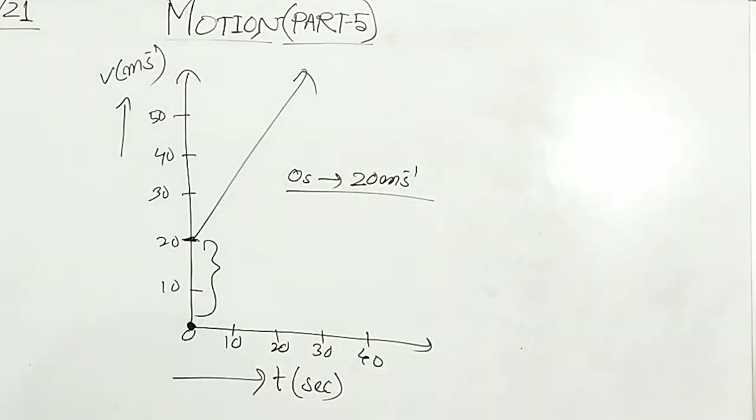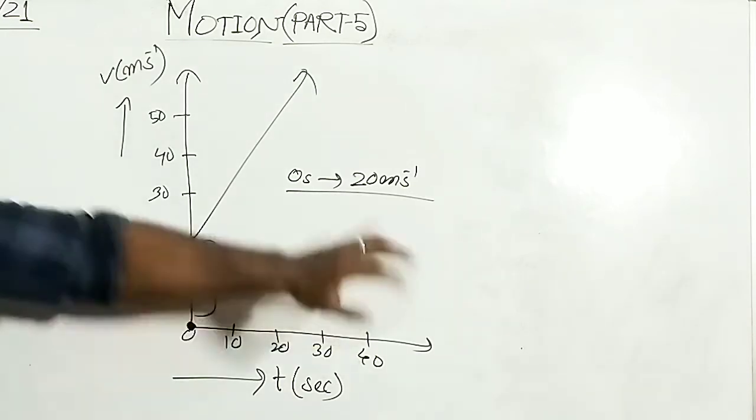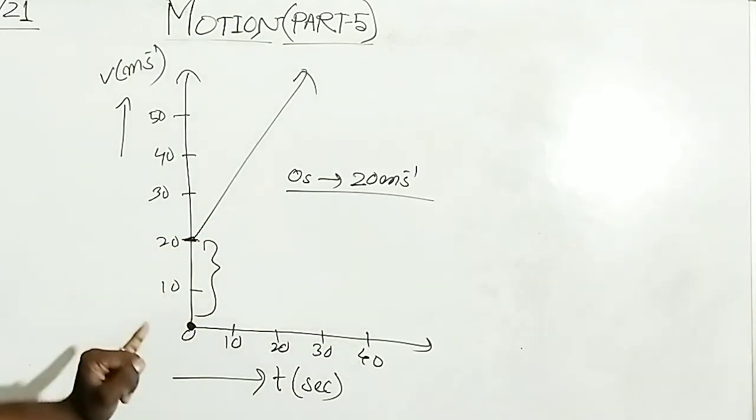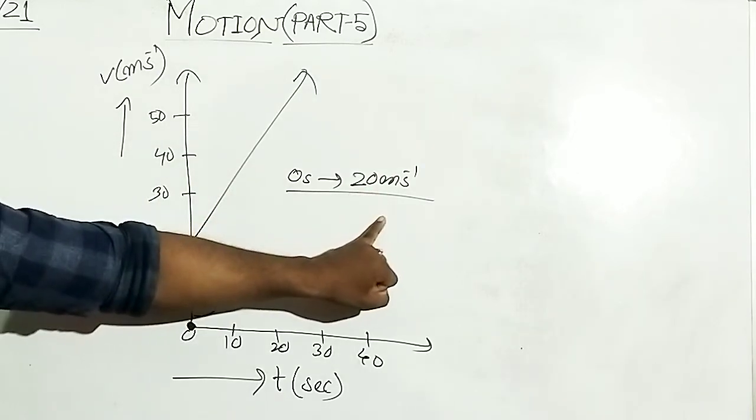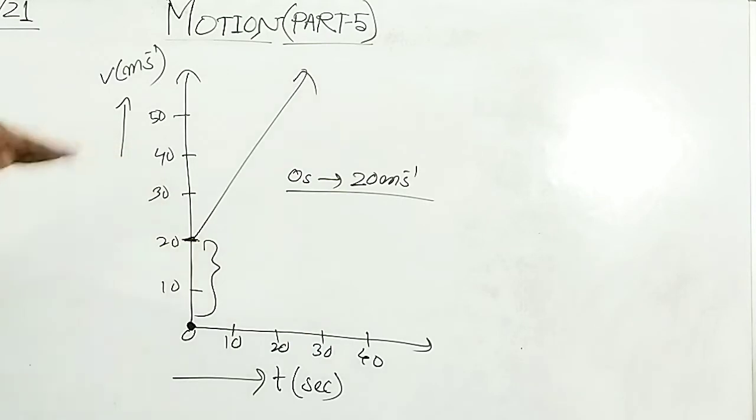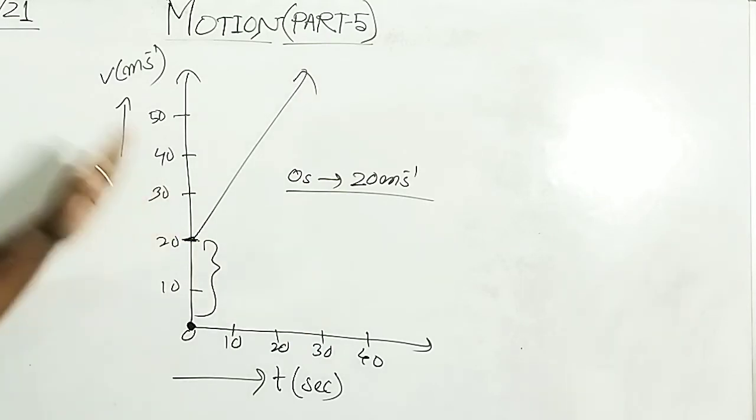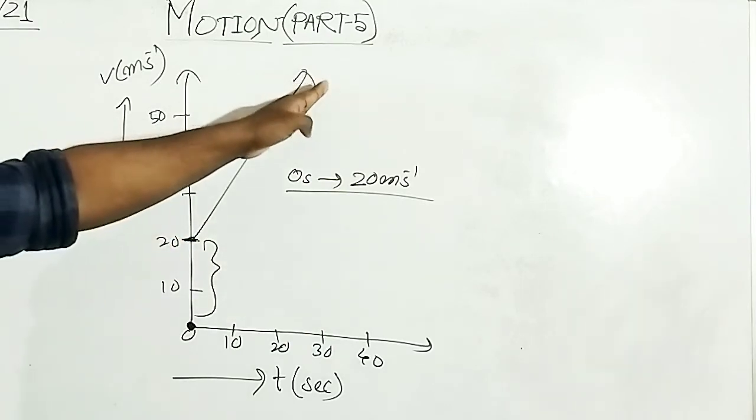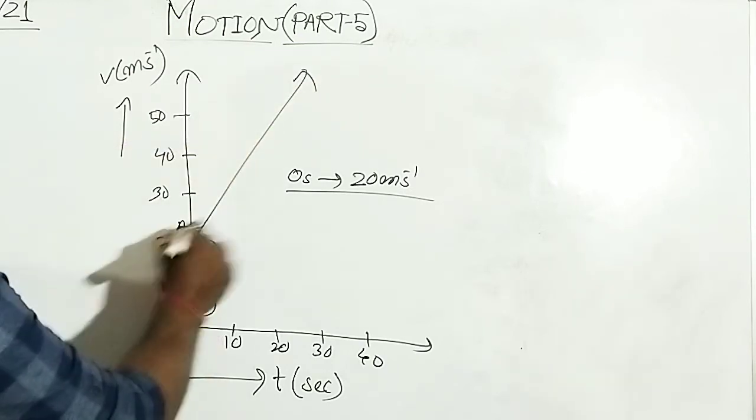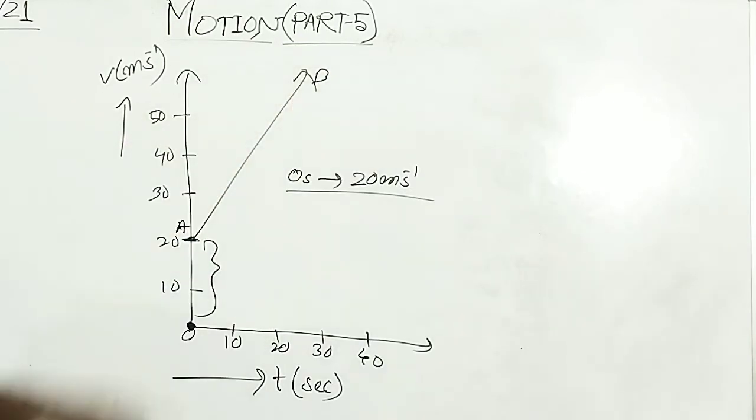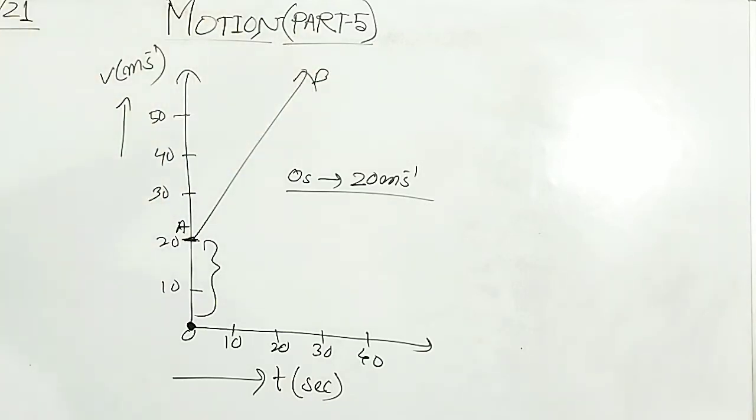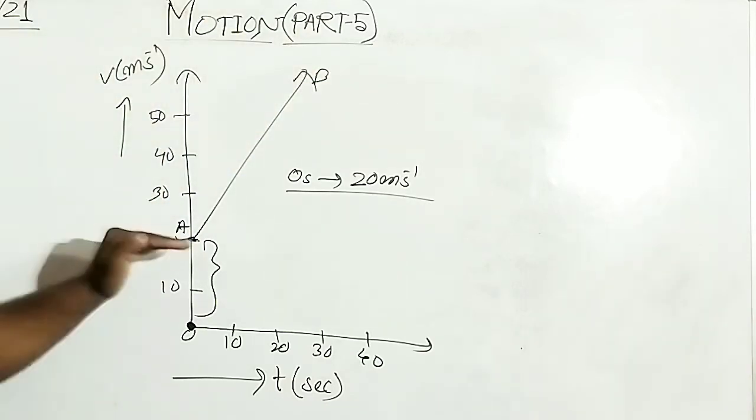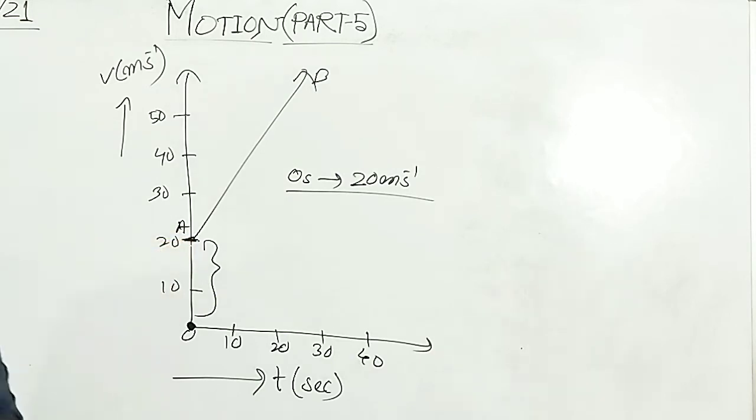Only two students have mentioned that at 0 second, it is already having a motion of 20 meter per second. That means, consider this point as A and this point as B. When the car changes its velocity from A to B, before that it was already having a velocity of 20 meter per second. So you have to look closely.